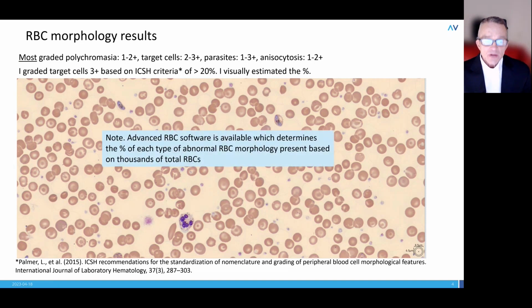Now, CellaVision has something called the Advanced RBC software. It's available, and it determines the percentage of each type of abnormal RBC morphology, or the poikilocytes that are present. It bases this determination of the percentage on thousands of total red blood cells. So had I had that, I wouldn't have had to count the individual red blood cells.